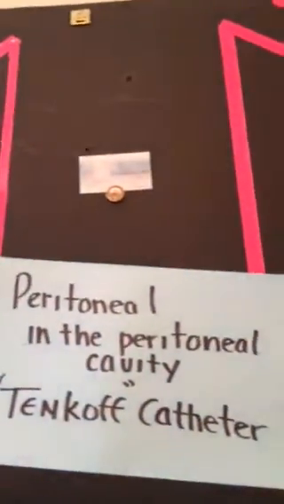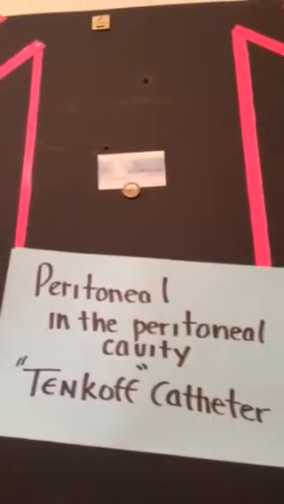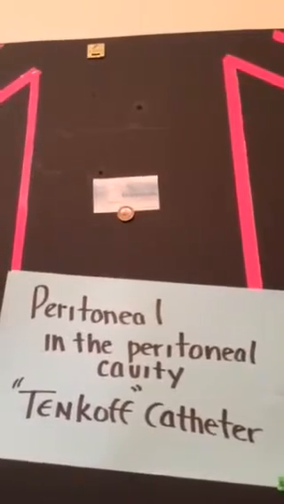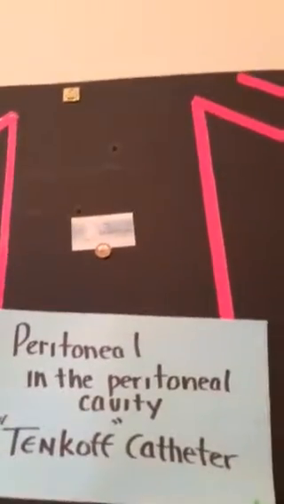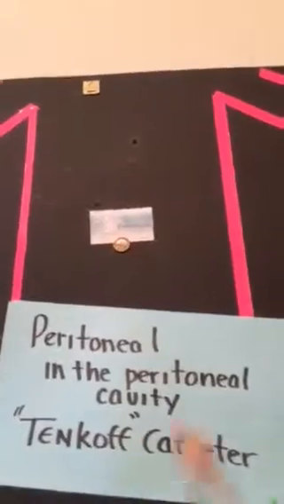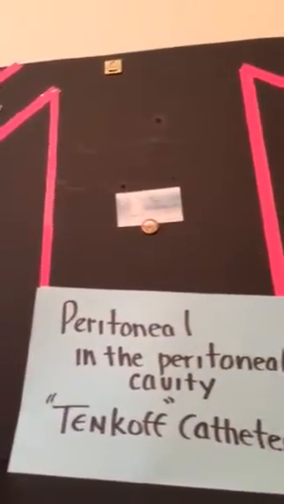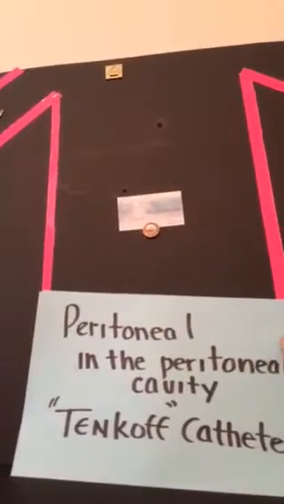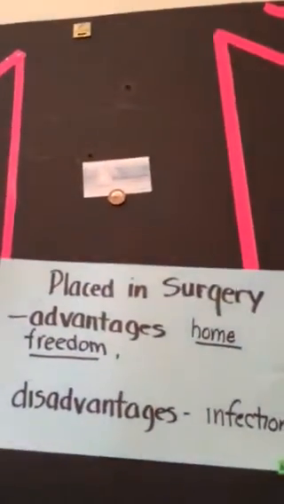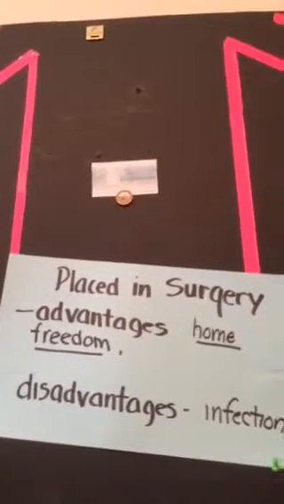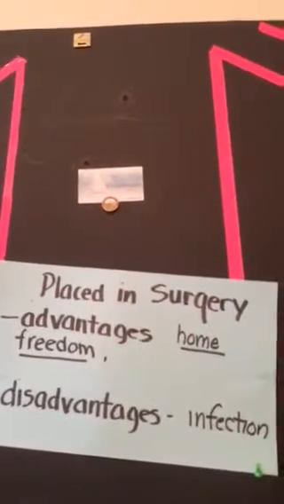In peritoneal dialysis, the catheter, otherwise known as the Tenckhoff catheter, discovered by Dr. Tenckhoff in the 50s, is placed in the peritoneal cavity by surgery. It's located usually in the abdominal area around this area. We will discuss peritoneal dialysis later. As I said, placed in surgery. The advantages are home and freedom. You can travel. You can do a lot of things with it. Disadvantage, you can get infections.